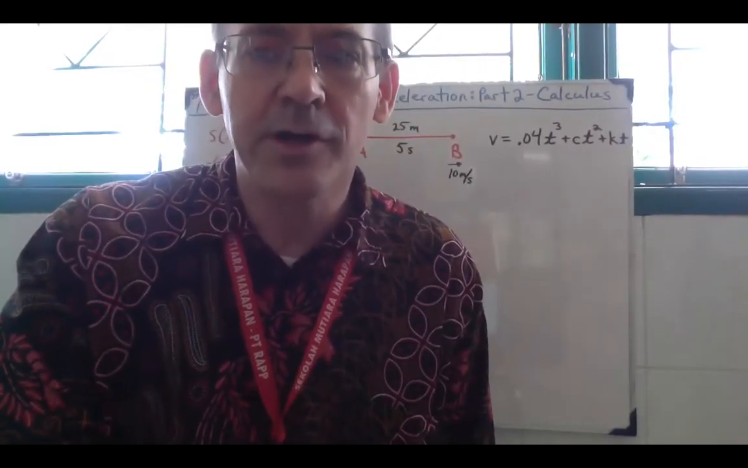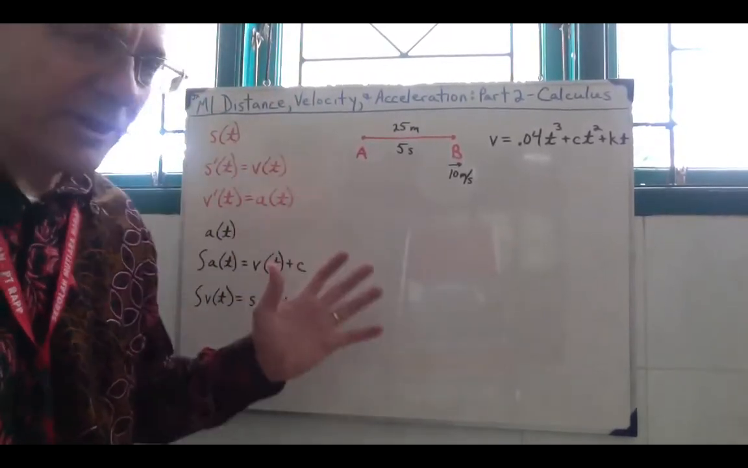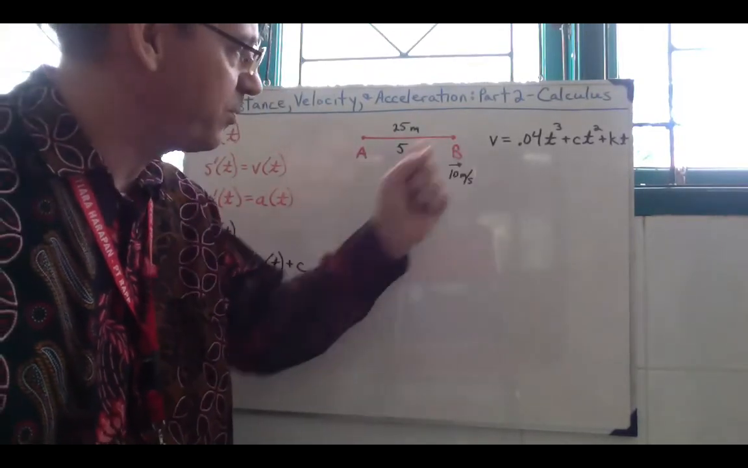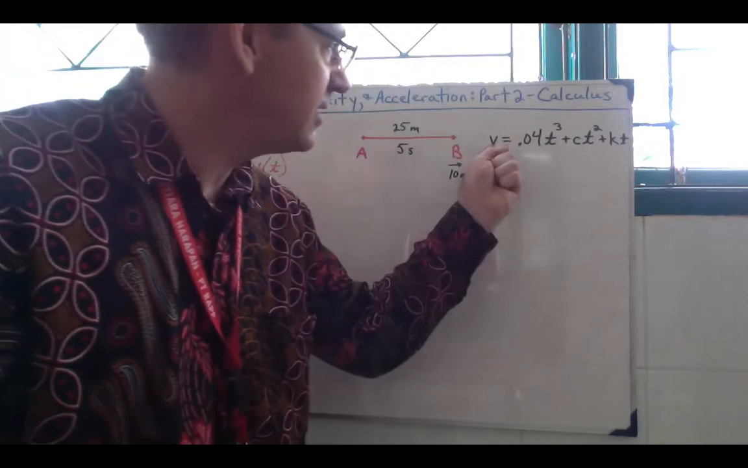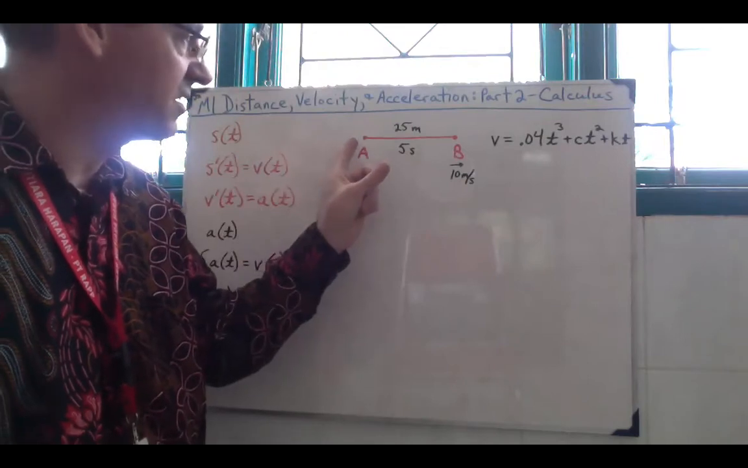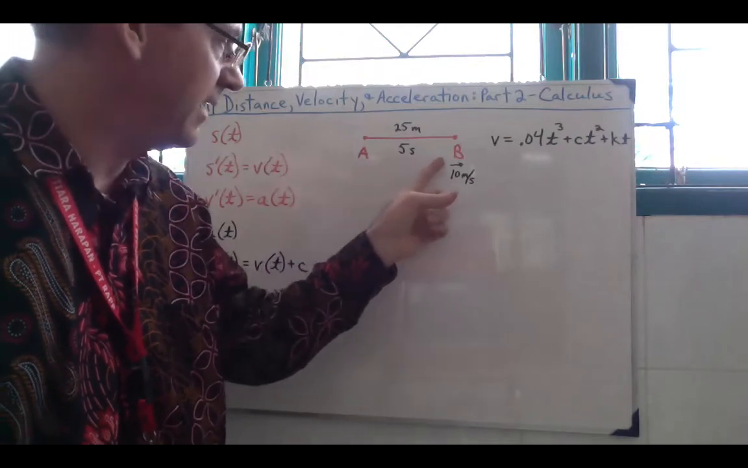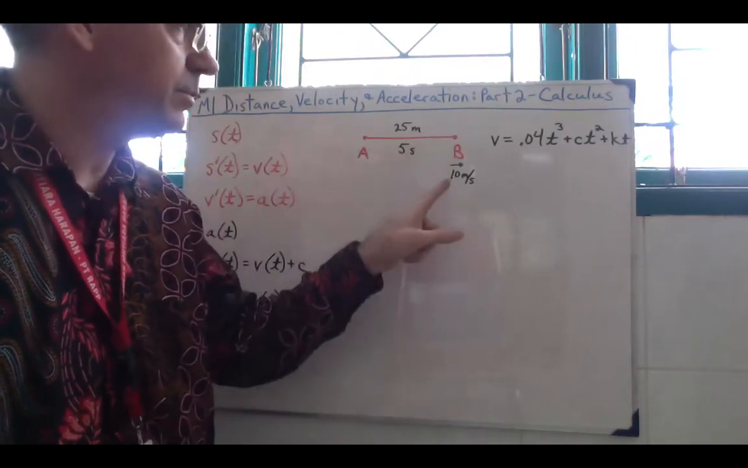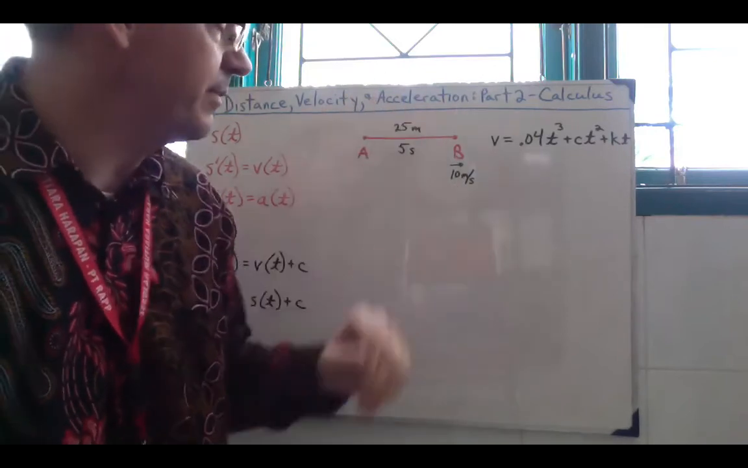So now we can go to the board, and the second thing that we want to do is draw our diagram. And the diagram is just a sketch. It doesn't have to be fancy. Here is point A and here is point B. And I've put down the information that they provided. They provided for us the velocity function, so I wrote that down. They told us that the distance between A and B is 25 meters. They also told us that it takes 5 seconds for particle P to get from point A to point B. And when it arrives at point B, its velocity is 10 meters per second. Okay, so this is information provided.